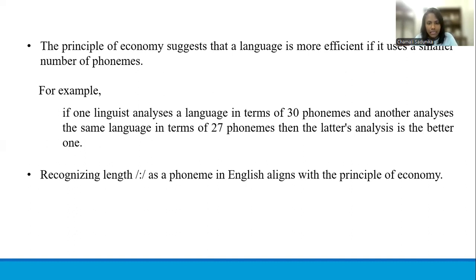Recognizing length, you can see that the two dots, the length symbol, as a phoneme in English aligns with the principle of economy. Instead of having multiple symbols to represent different lengths of vowels, using that length symbol as a distinct phoneme reduces the number of phonemes needed. So this makes the phonemic system more efficient and easier to learn and use.